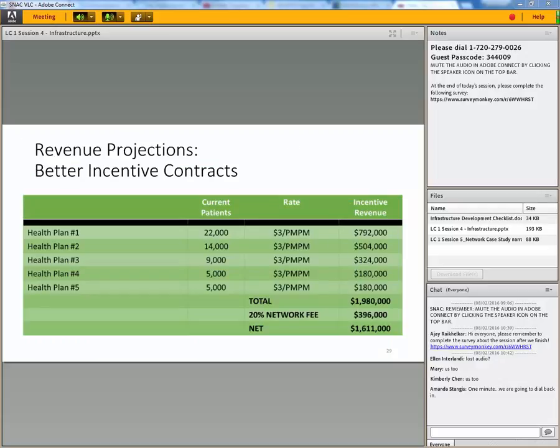I mentioned that you need to be very conservative in your revenue projections. This shows a very simple revenue projection mechanism of $3 per member per month across 5 health plans that a network of providers had considerable numbers of lives in. And it can show you how even relatively small per member per month payments can have a big impact on a network's budget and operations.